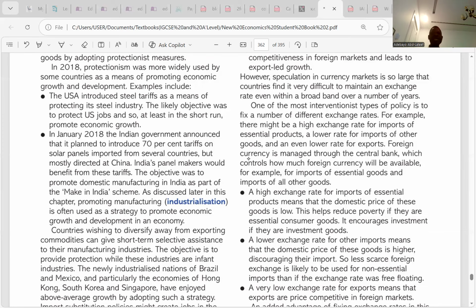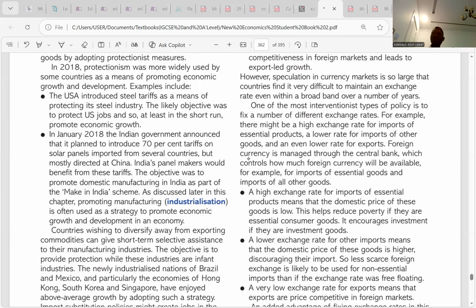For example, there might be a high exchange rate for imports of essential products, a lower rate for imports of other goods, and an even lower rate for exports. Foreign currency is managed through the central bank, which controls how much foreign currency will be available, for example, for imports of essential goods and imports for all other goods.